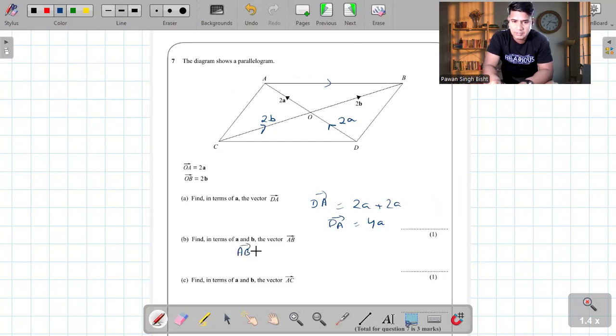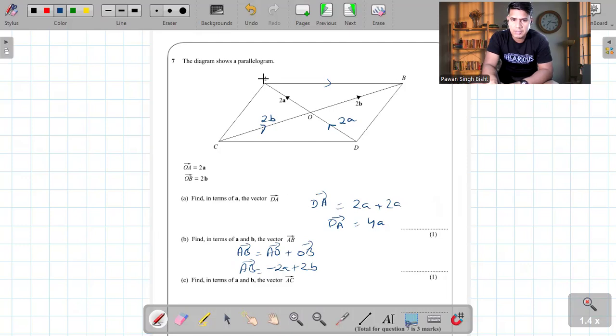If you have to find the vector AB from A to B, we follow this path. Vector AB will be vector AO plus vector OB. So AO will be minus 2A and OB will be plus 2B. So vector AB is minus 2A plus 2B.